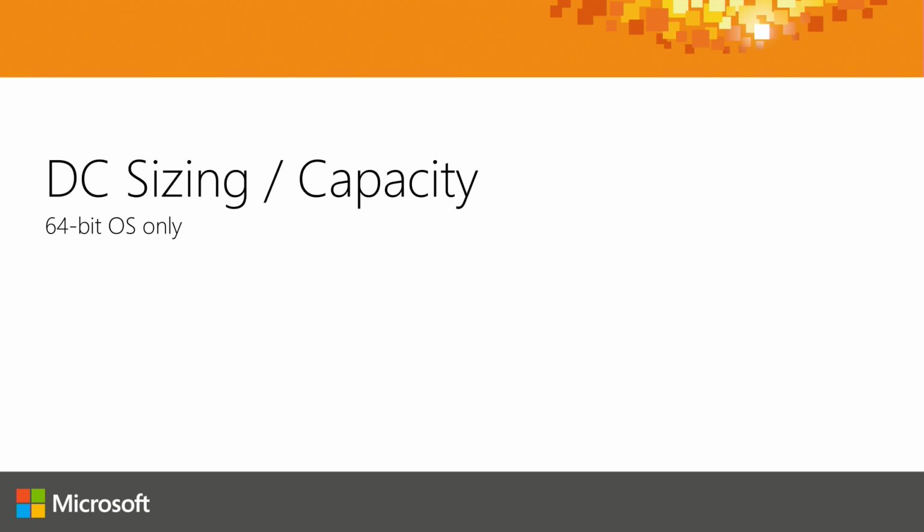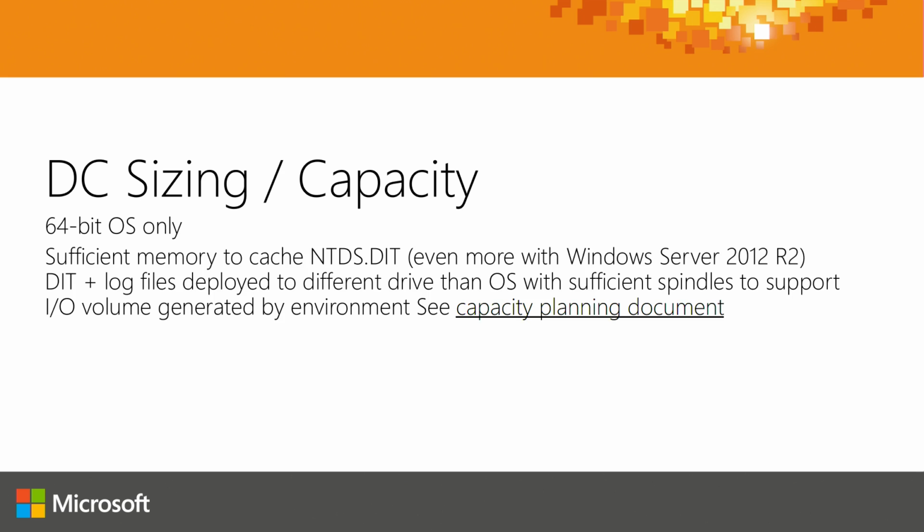If you call me and I've got 80 performance problems and I'm looking at a 32-bit DC, I'm probably going to go, well, does it do the same thing on the 64-bit servers? Make sure you have sufficient memory to cache the DIT, the Active Directory database, and ensure the DIT and log files are deployed to a separate disk than the system drive, with sufficient spindles to support the I/O generated by that.